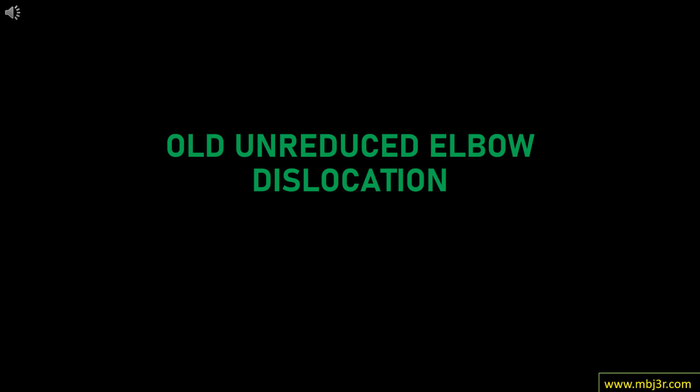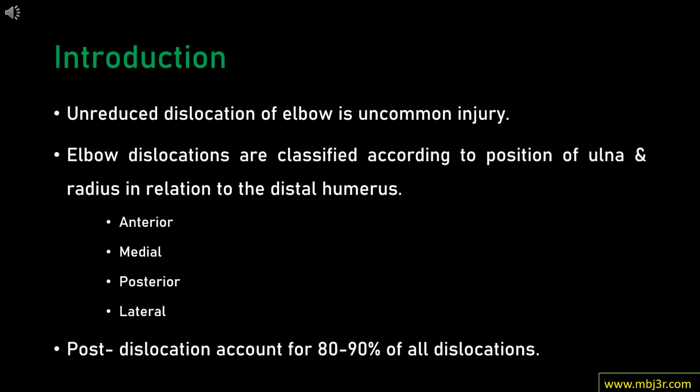Today I will talk on old unreduced elbow dislocations. Unreduced dislocations of the elbow are very uncommon injuries. Elbow dislocations are classified according to position of the ulna and radius in relation to the distal humerus as anterior, medial, posterior, and lateral. Posterior dislocations account for 80 to 90% of all dislocations.